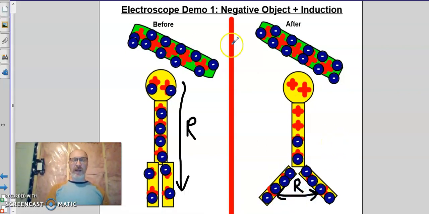So again, what happened was the rod was negative. It pushed on the electrons because like charges repel. The electrons moved to the bottom of the electroscope because the electroscope is made of metal. Electrons can move through metals quite easily. Here's their new position. The leaflets end up with a negative charge, and they end up repelling each other. Okay, and that's exactly what we saw when we looked at the demonstration video.